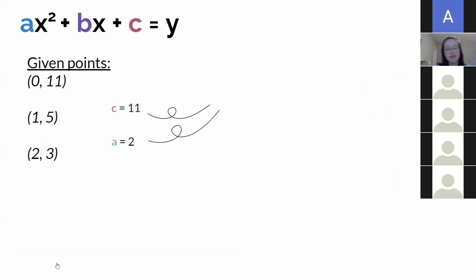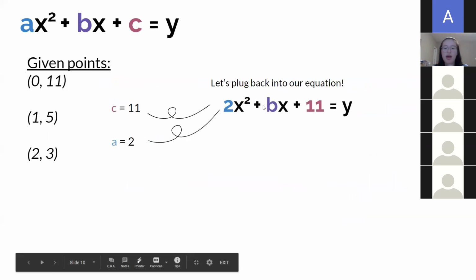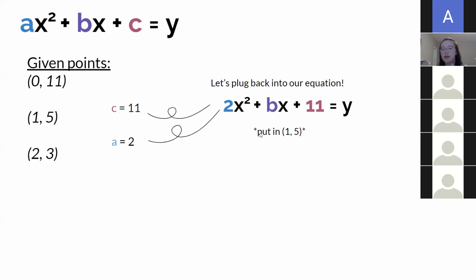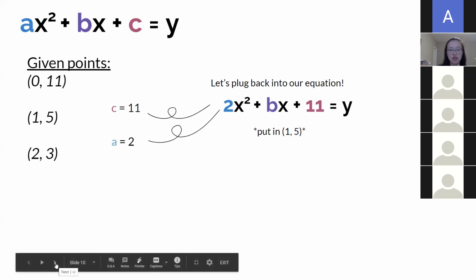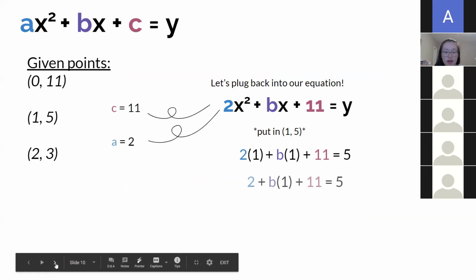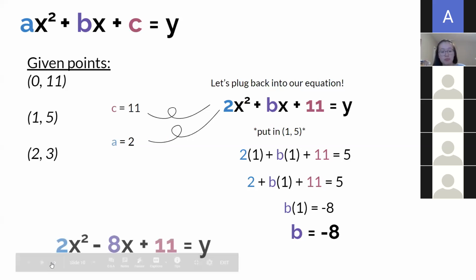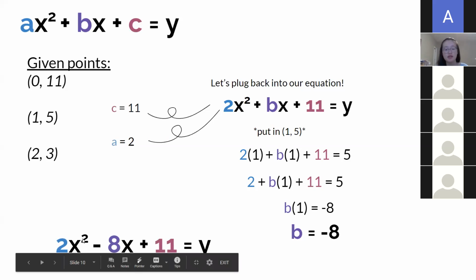And then now we take c equals 11, a equals 2, and plug it back in again. And then here you can choose whichever point you want to plug back in. It doesn't really matter, but I just picked (1, 5). And then 2 times 1 plus b times 1 plus 11 equals 5. Simplify, and then b times 1 equals -8. So b would equal -8, and then we put everything together to get 2x squared minus 8x plus 11 equals y.